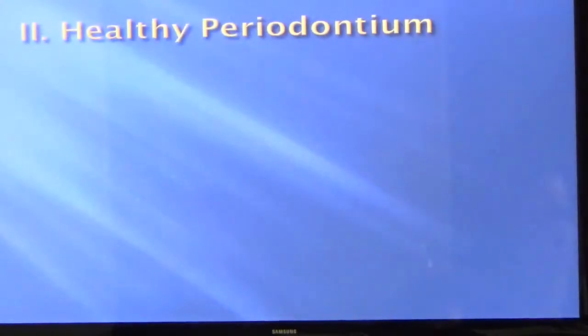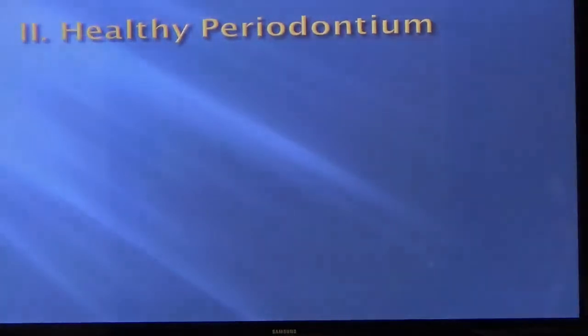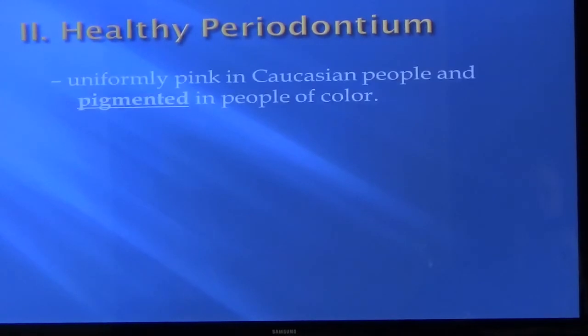So a healthy periodontium, again, periodontium, if you remember, is what? The gums. And the bones. Yes. Gums, bones, ligaments, all the package, okay, not just the gums. It's the gums and all the supporting structures.